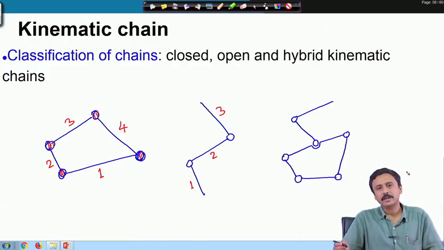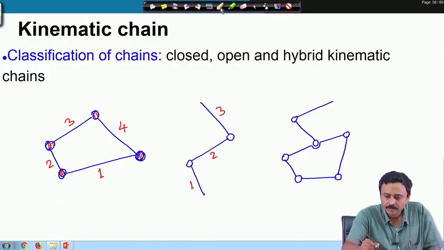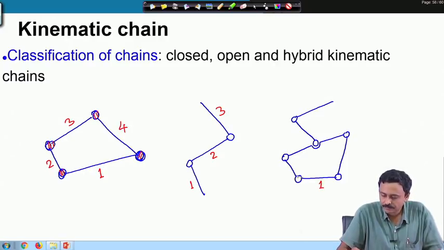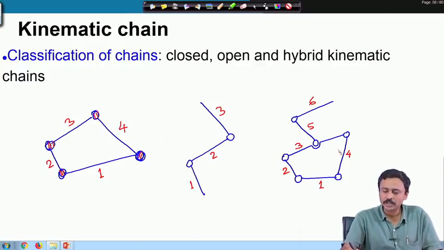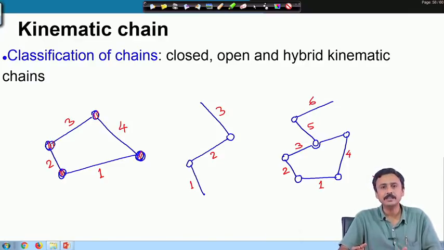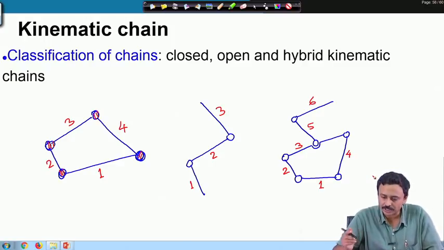This is a hybrid kinematic chain. Let me number. So, we have a closed chain as well as an open chain. There is a singular link in this chain, as well as there are closed chains. There is one closed chain and there are 6 links connected in a certain manner. This is a hybrid chain.